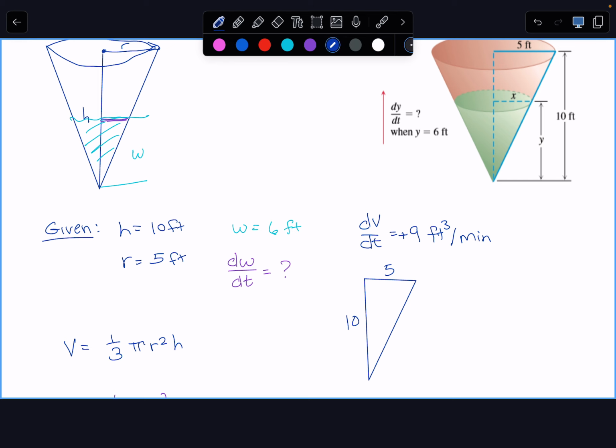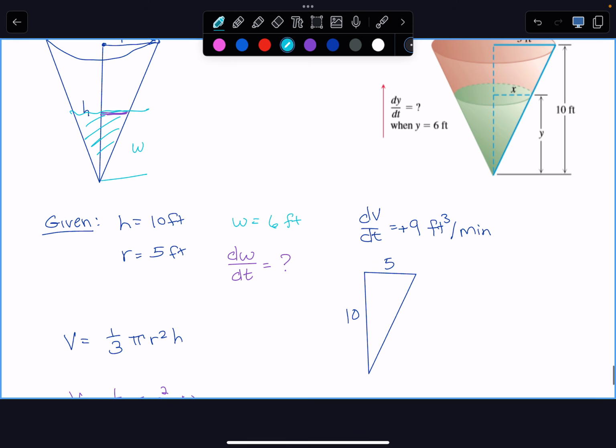If I look at where the water level is, I have a cone that has a height of 6. It has some radius over here. And it has this. Do you notice anything about the angles on those? Are they all the same? So what can I say about those two triangles?